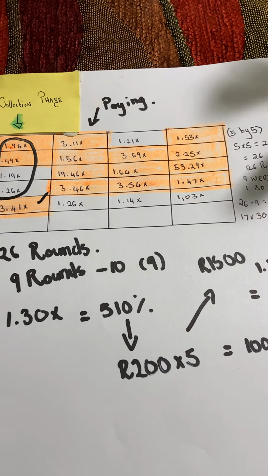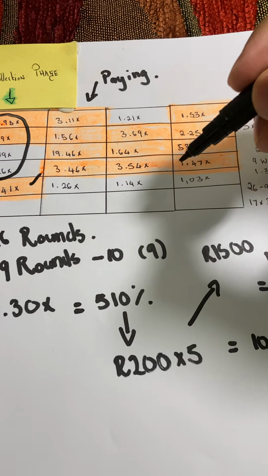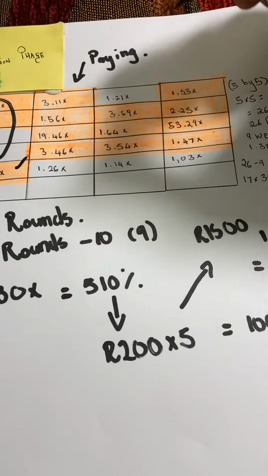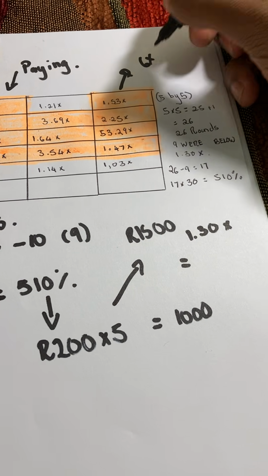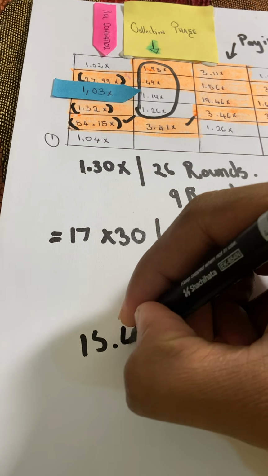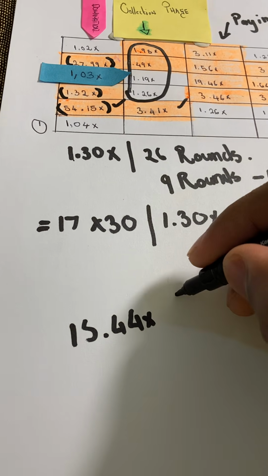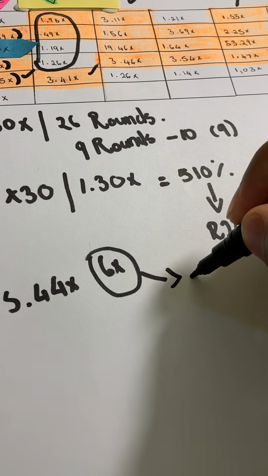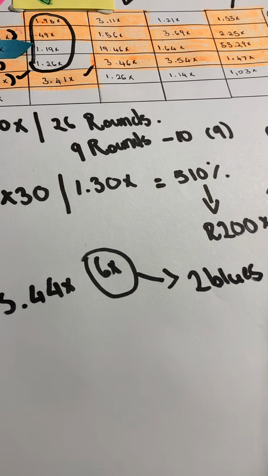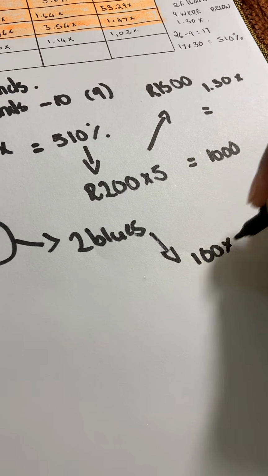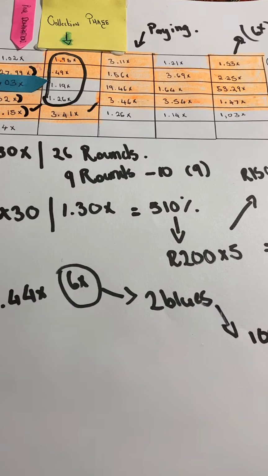So go on, guys. Stop being greedy. When you see low multipliers, do not bet after low multipliers, because low multipliers bring more low multipliers. Take note, 6x is an indicator. When I say indicator, what do I mean? Let's say you get a 15.44x directly after 6x. This 6x is an indicator for 2 blues. After these 2 or 3 blues, we're going to go straight into a 100x. If you think I'm lying, check for yourselves and make money.